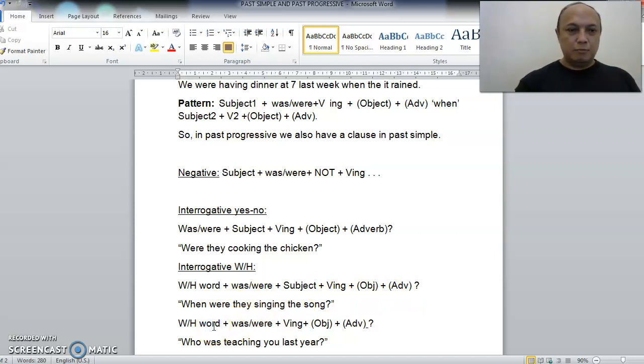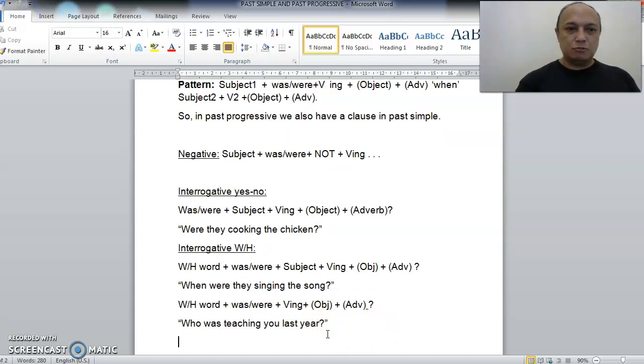Another pattern with a WH word is WH word plus was or were plus verb ing and object and adverb if necessary. For example, who was teaching you last year?